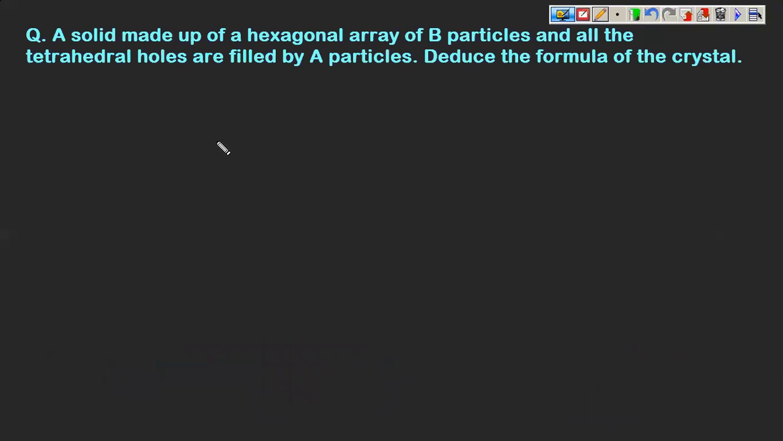Okay, we have some problems related to these voids. The first question: a solid is made up of a hexagonal array of B particles and all tetrahedral voids are filled by A particles. So the hexagonal array, HCP, is formed by B, and the tetrahedral voids are filled by A. So how will you solve this question? You have to deduce the formula of the crystal. The question is asking, what is the formula of the crystal?